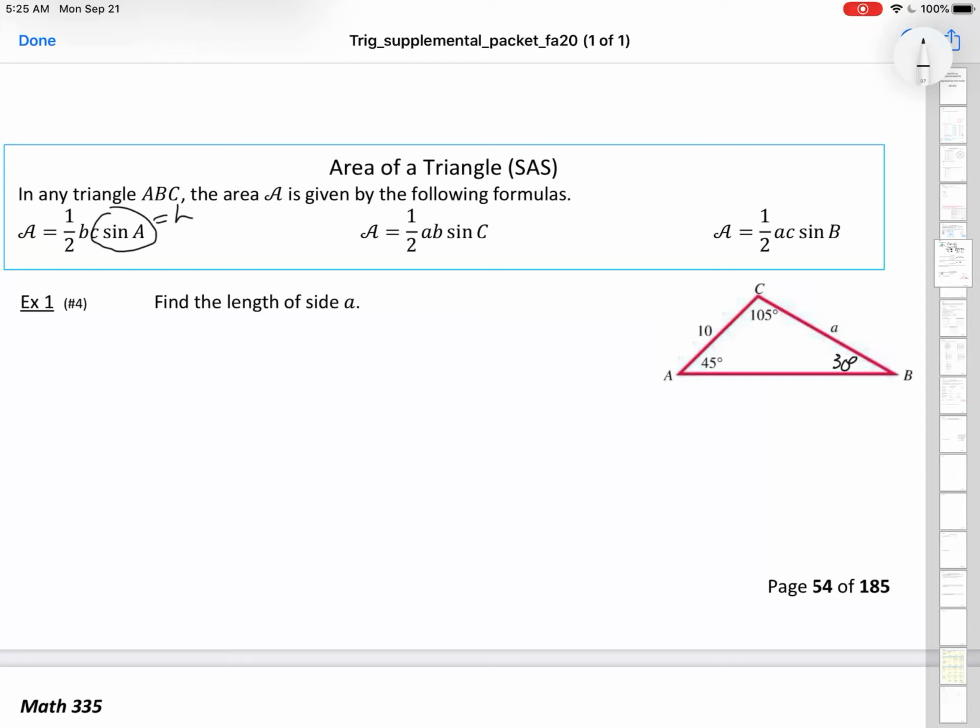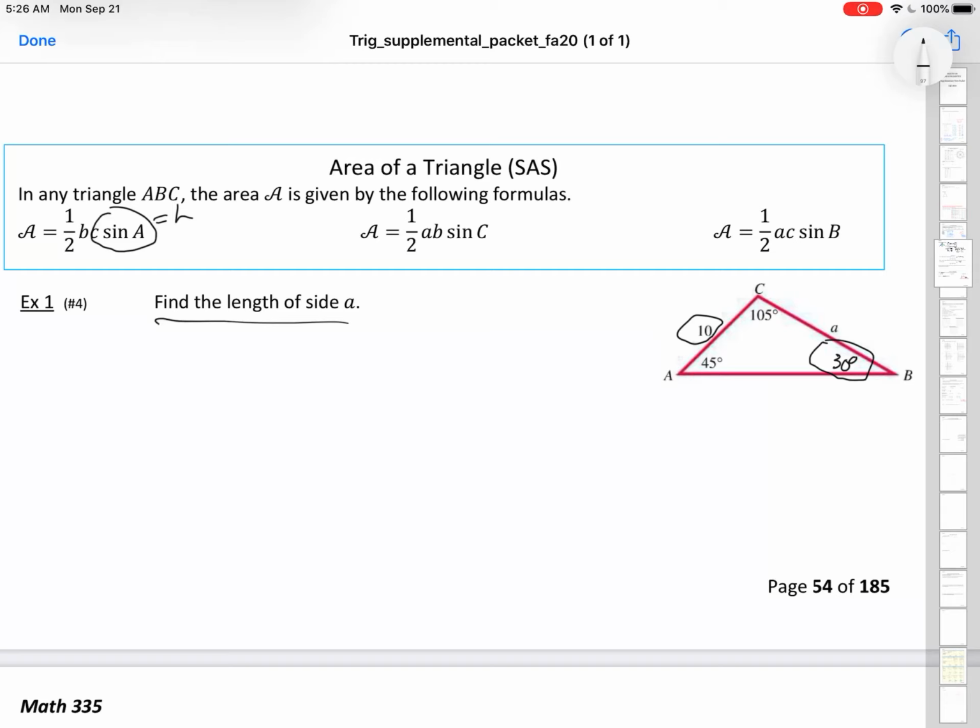They're not asking me to solve the whole triangle. Now remember, I want a side length here. I know one of the sides is 10, and I know the angle opposite it. Perfect. I'm set up for the law of sines.